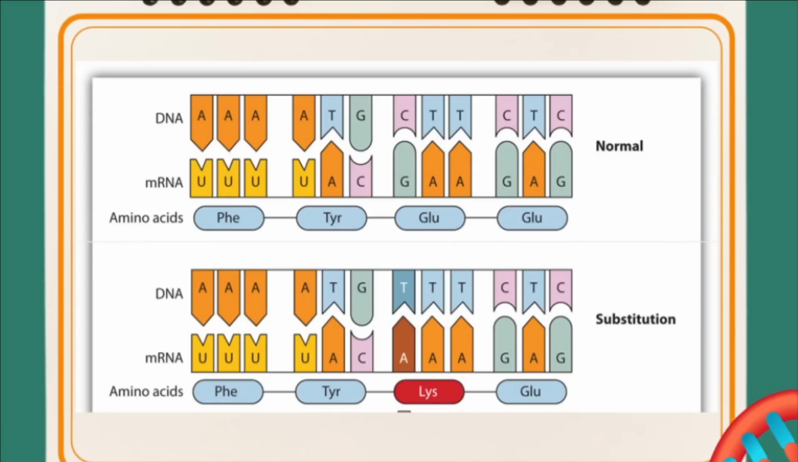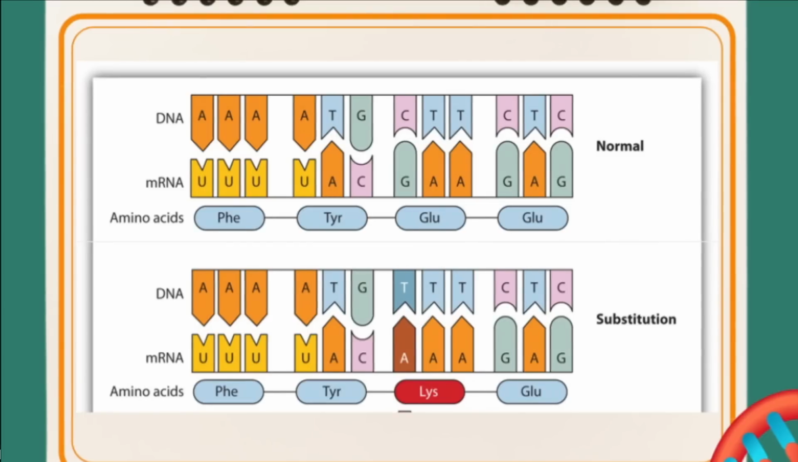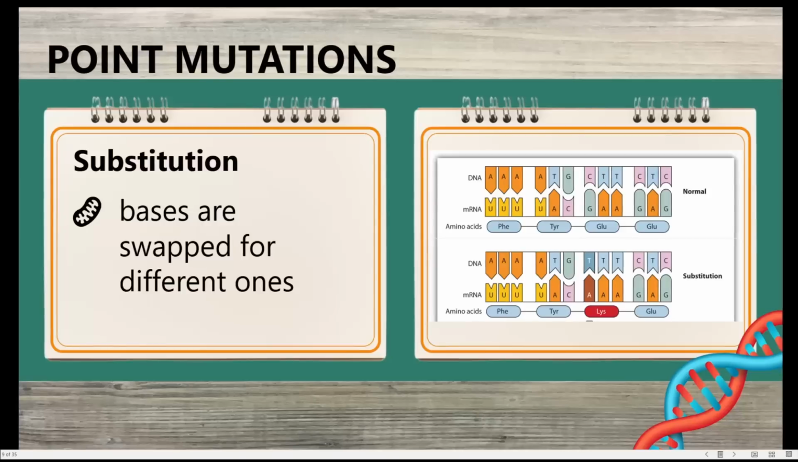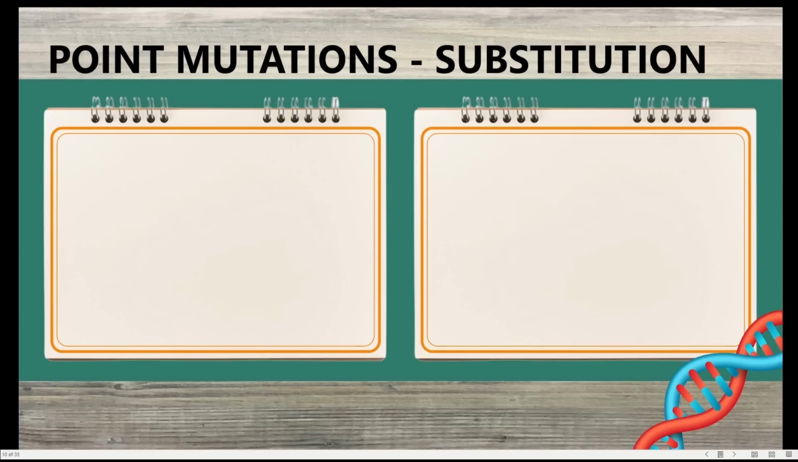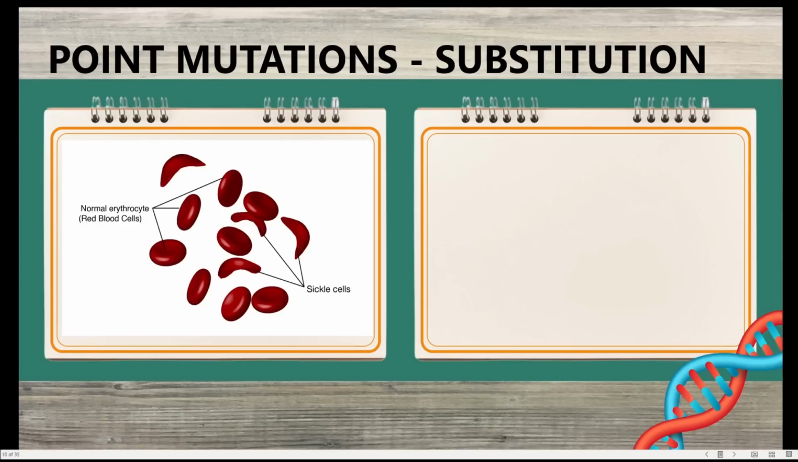Syempre, pag iniba mo yung letter na isa lang dyan, magiging iba na yung amino acid. And syempre, pag iba na yung amino acid, magkakaroon na ng effect yon sa body ng organism. So, one example of disease that arises from substitution is this one. This is called sickle cell anemia.